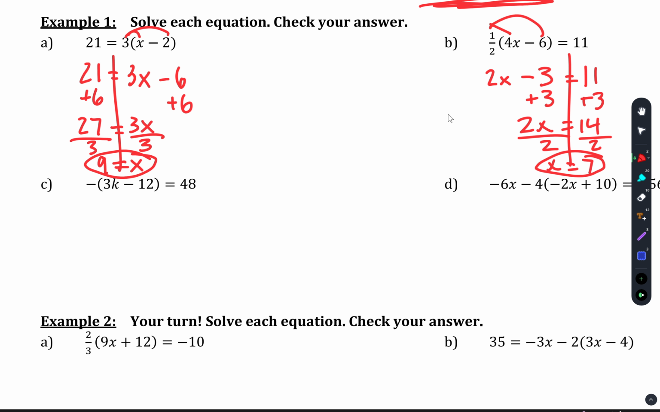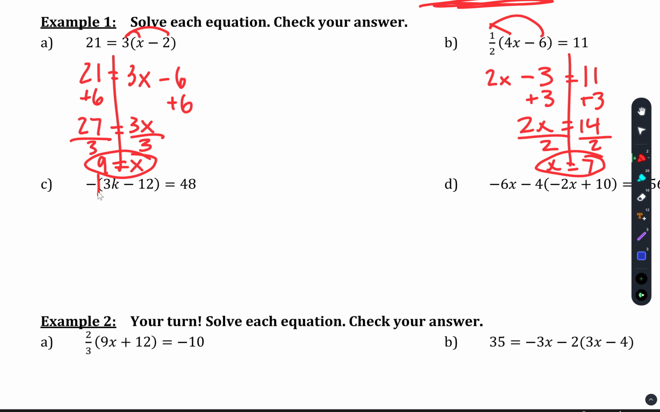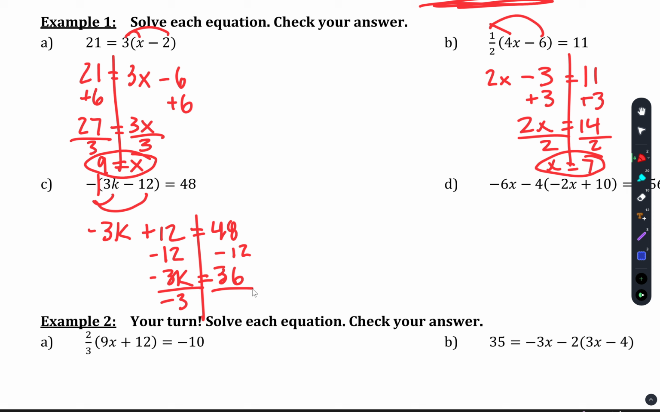Letter C, same idea, maybe looks a little bit different. What's that imaginary number that we can't see in the front but is actually there? It's a 1. So I'm going to treat this just like I'm distributing a negative 1 to the 3k. So that's negative 3k. A negative 1 to the negative 12. 2 negatives is always going to make me a positive. Drop the 48 down. Undo addition and subtraction. Undo multiplication and division. K equals negative 12. I'm not throwing anything crazy at you yet.